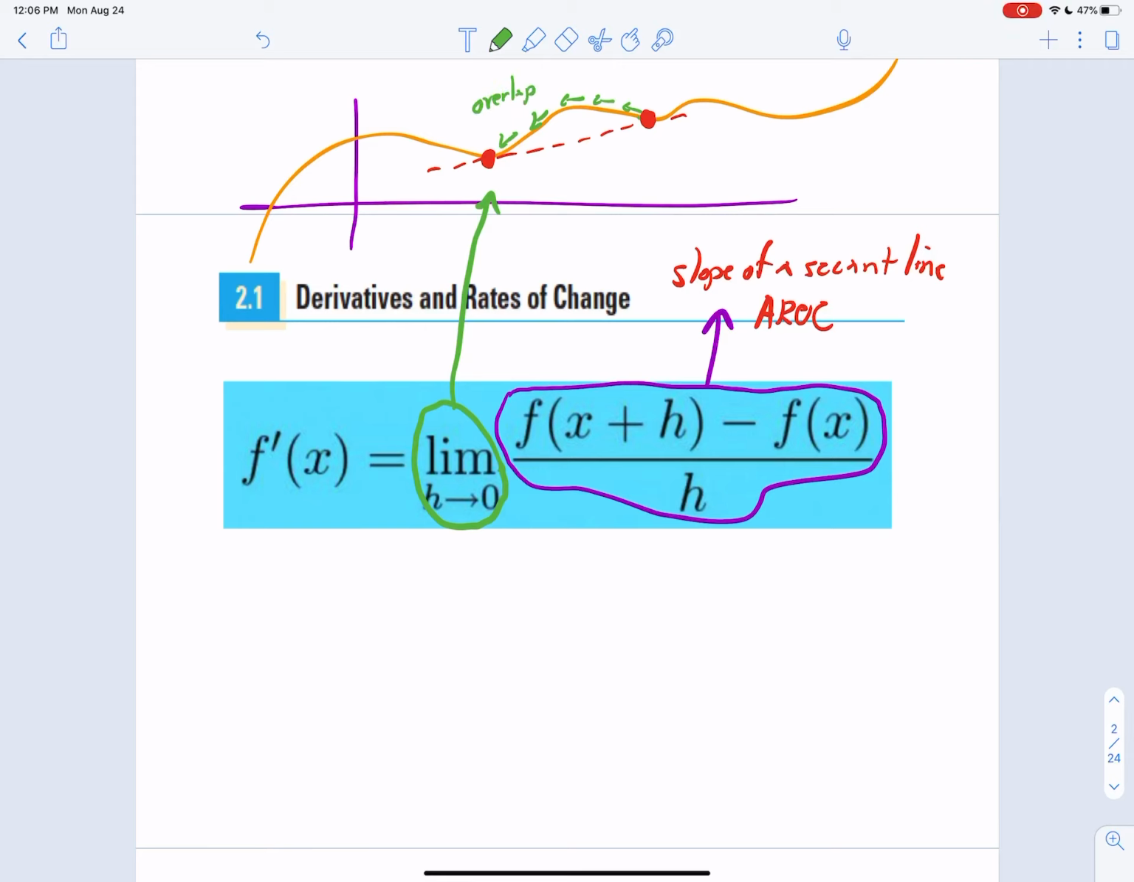It creates a line that intersects the curve once. We call that the slope of a tangent line, also known as the instantaneous rate of change. So this right here, this limit part, is what makes it instantaneous. If we neglected that limit part, it just makes it an average rate of change. So that limit is what makes it instantaneous.